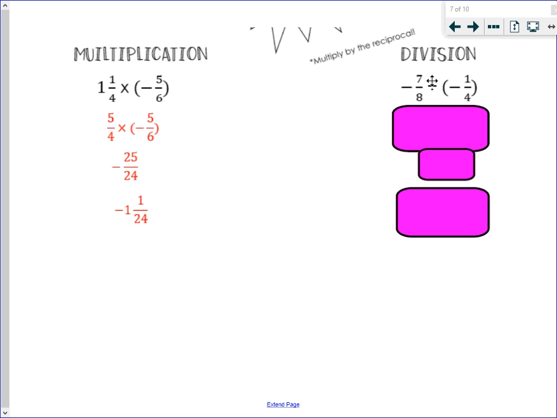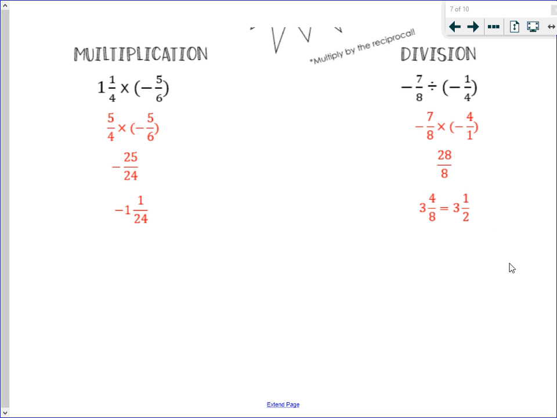Here we have division. And in order for us to do any of our tricks, we're going to multiply by the reciprocal. So it's going to be negative 7/8 times, we're going to flip these to be 4 over 1. And then we multiply across and we get 28 over 8. It's going to be a negative times a negative, so our answer is going to be positive. Remember, when you have a negative times a negative, the answer is positive. And then we simplify that down and we get 3 and 4/8, which is equal to 3.5.